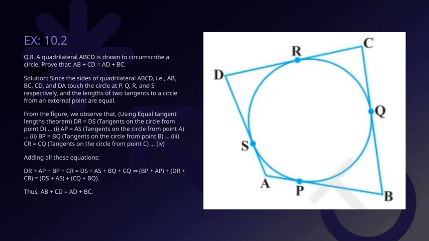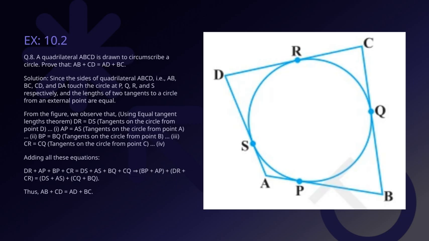So here we see that the key relationship is that AB plus CD equals AD plus BC. This is a fundamental property of a tangential quadrilateral, which is what we're dealing with here. Now, moving further, we consider the extended equations involving the segments DR, AP, BP, CR, DS, AS, BQ, and CQ.